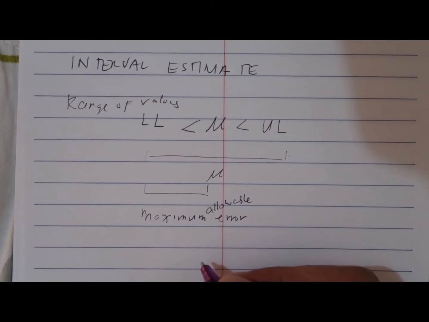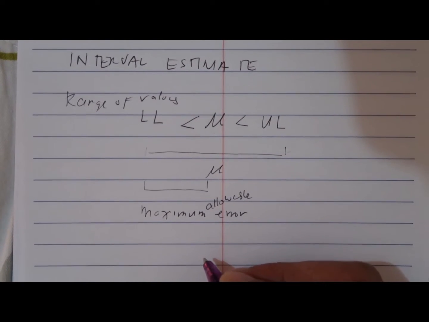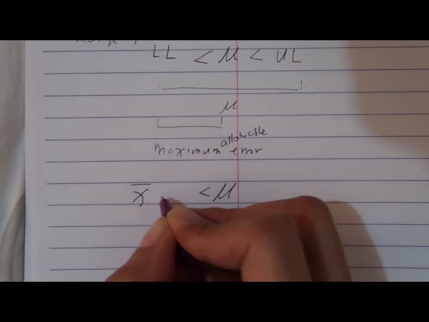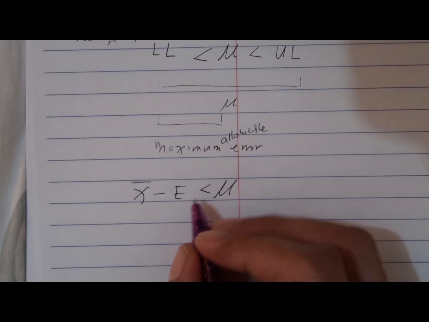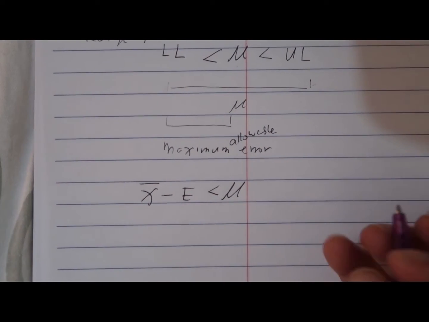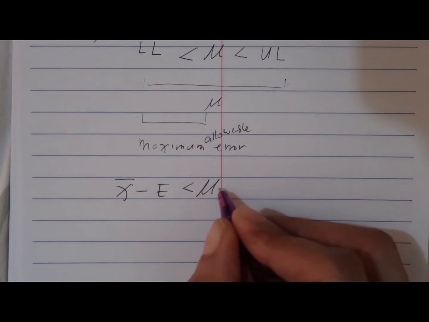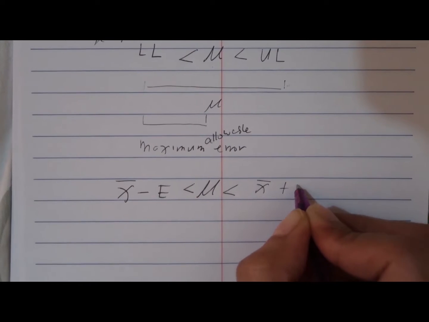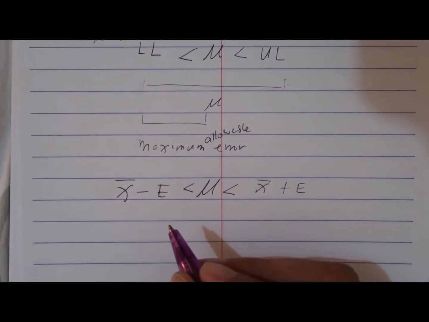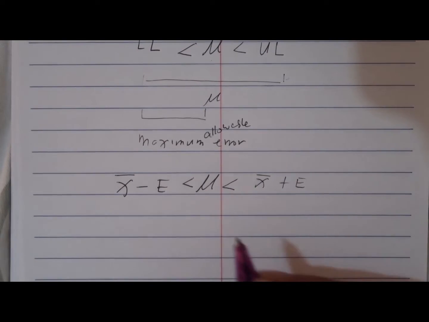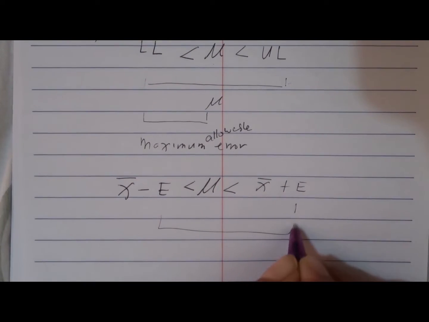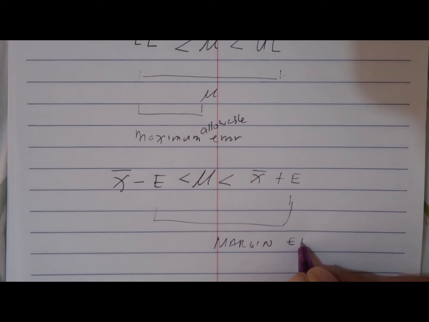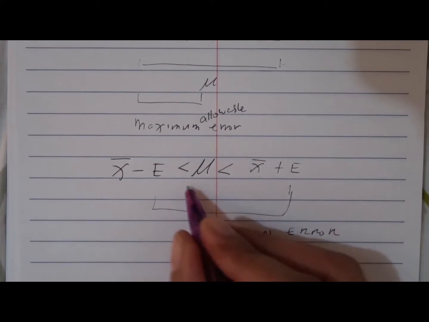How do we determine the maximum allowable error? Mu is greater than the sample mean minus E, but less than the sample mean plus E. When we say E here, you're referring to the margin of error. So that is your E.